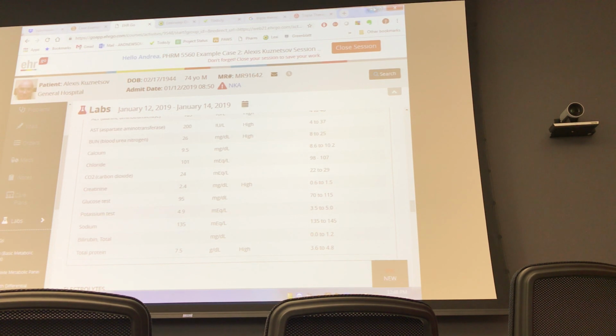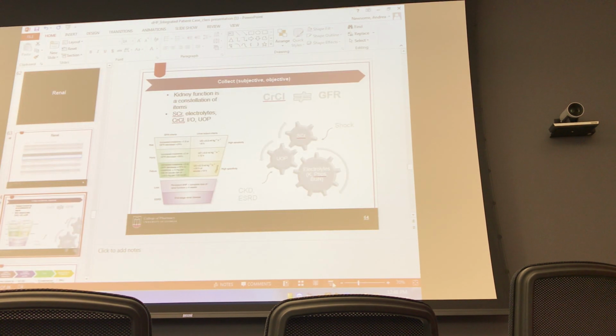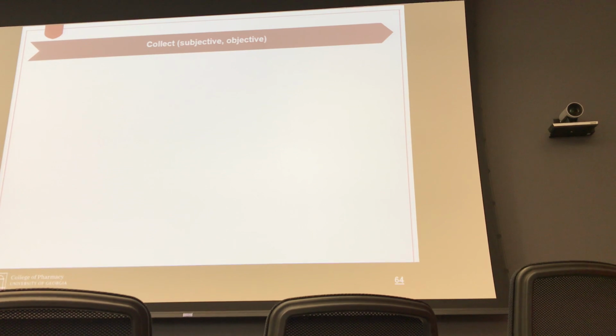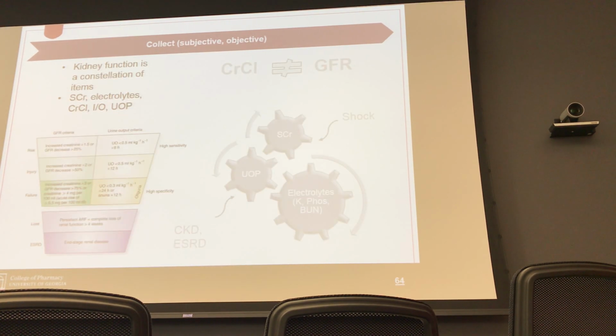I had one of my preceptors who used to say, oh, you can always look at the phos to know about their AKI. And I was like, Ed, can't we just use the serum creatinine? But it is true, if you see an acute bump in phos, it often has something to do with filtering.